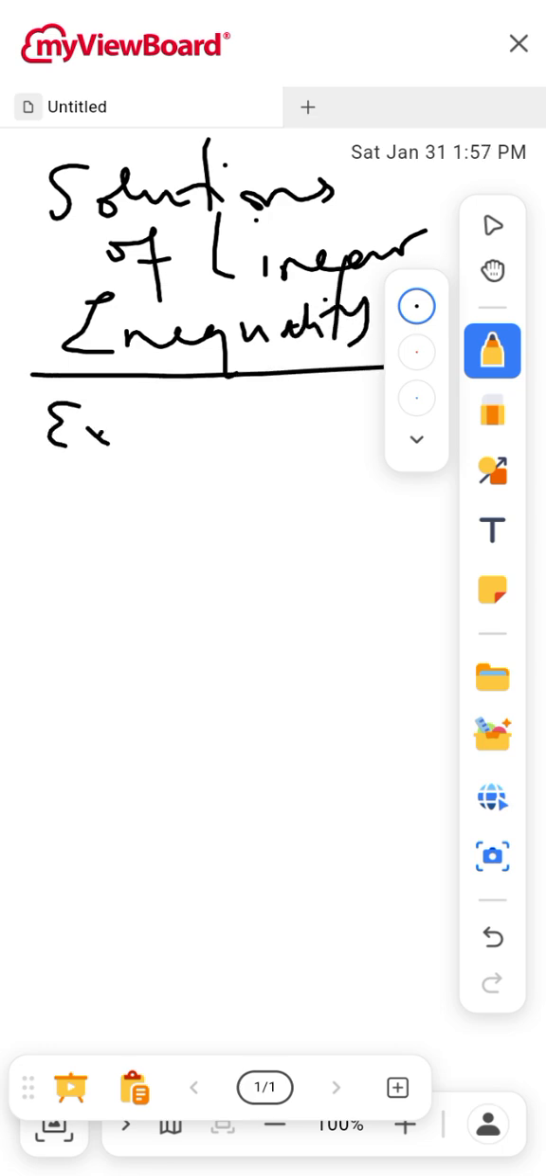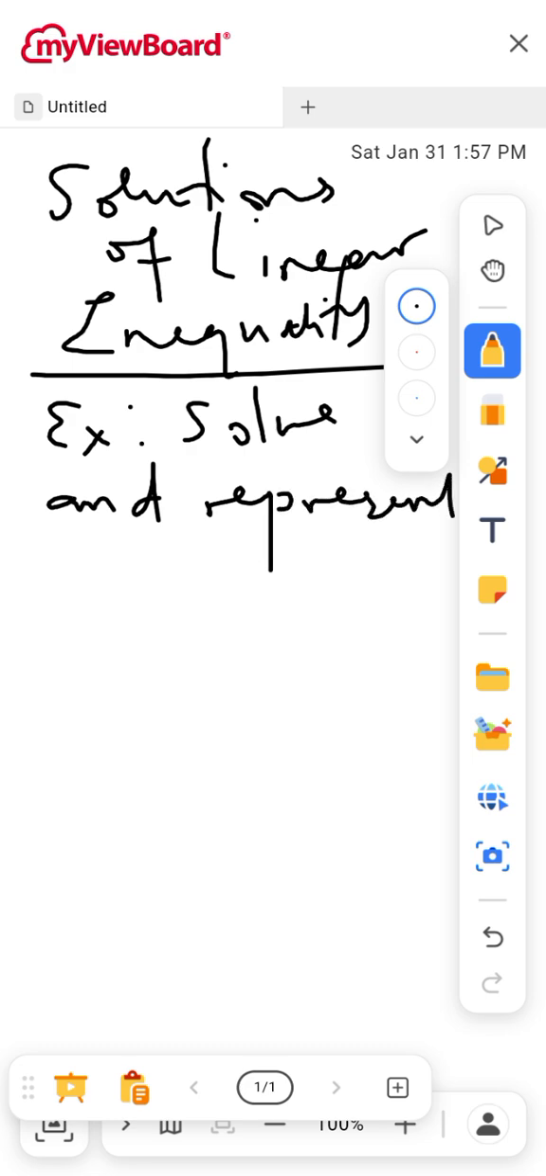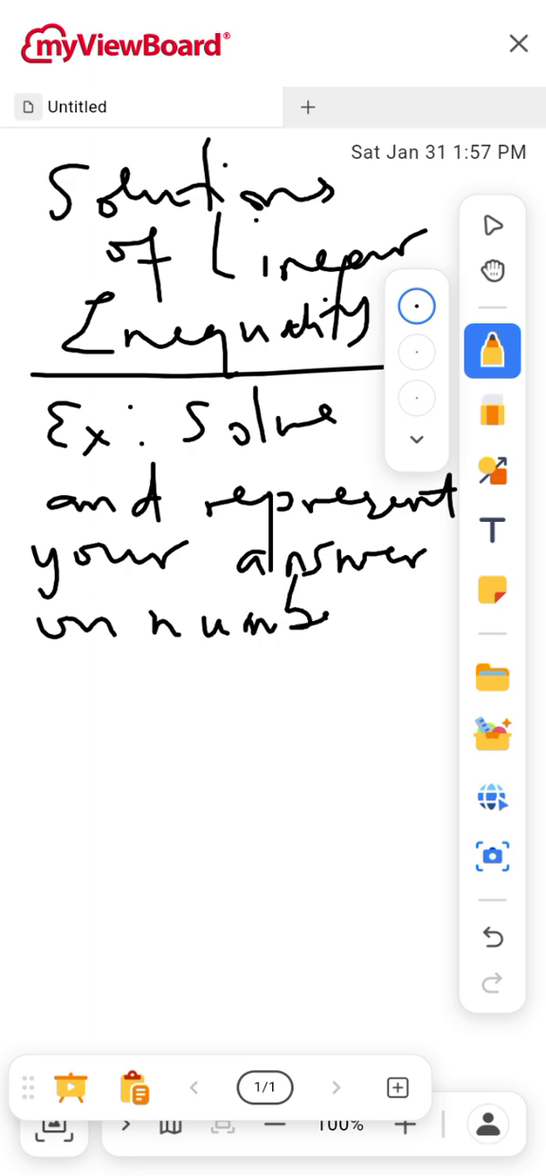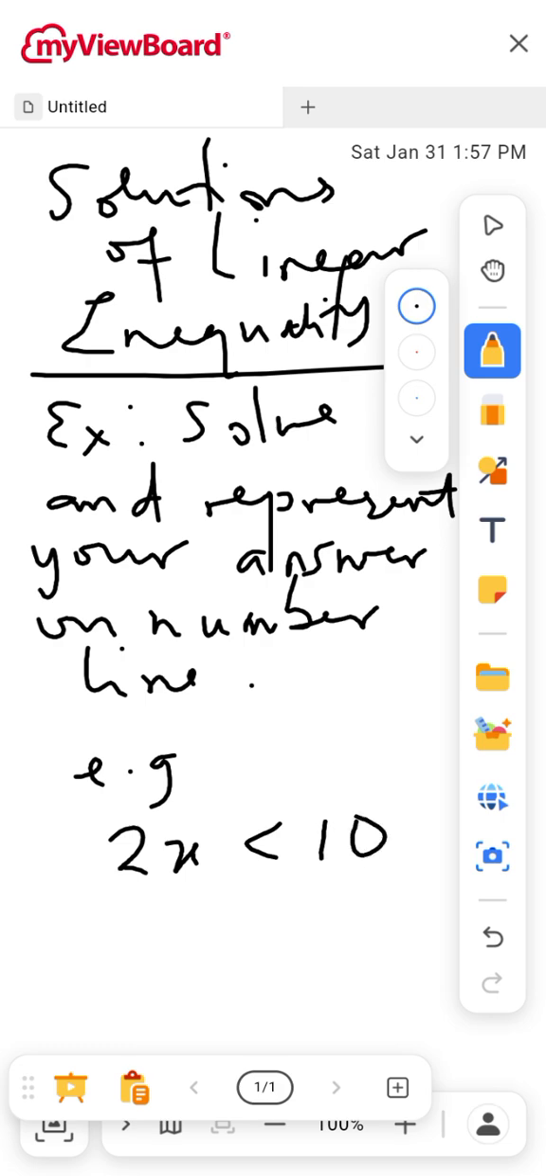For example one, you may be asked to solve and represent your answer on a number line. For example, something like 2x less than 10. They ask you to solve this: 2x less than 10.